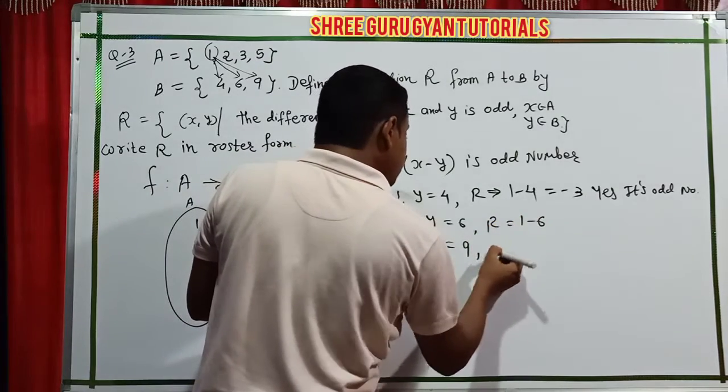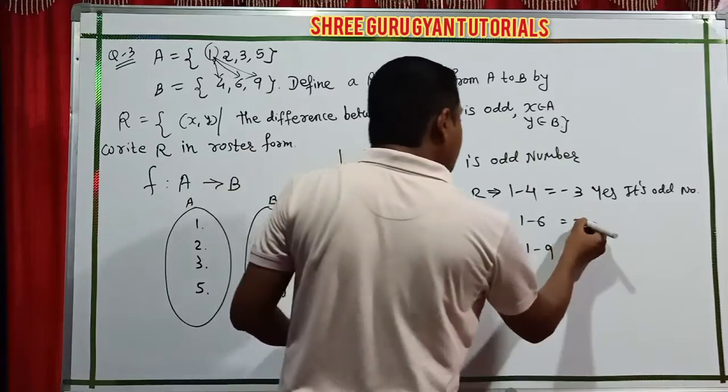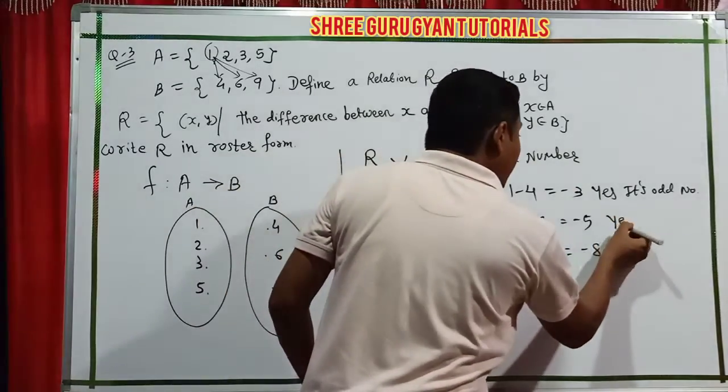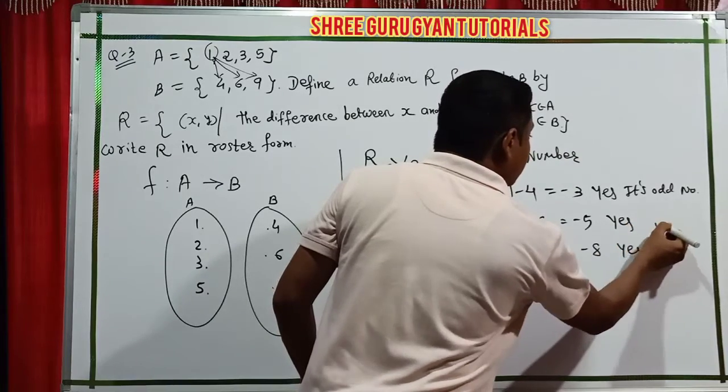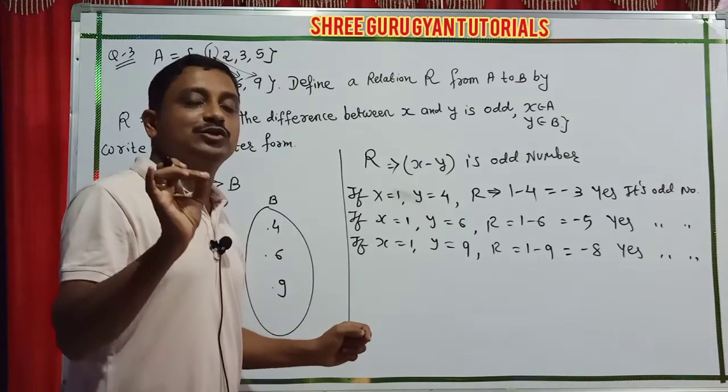1 minus 6, 1 minus 9. Your answer is what? Minus 5. Minus 8. The answer is yes. It is an odd number. It means this relation is valid according to your question.